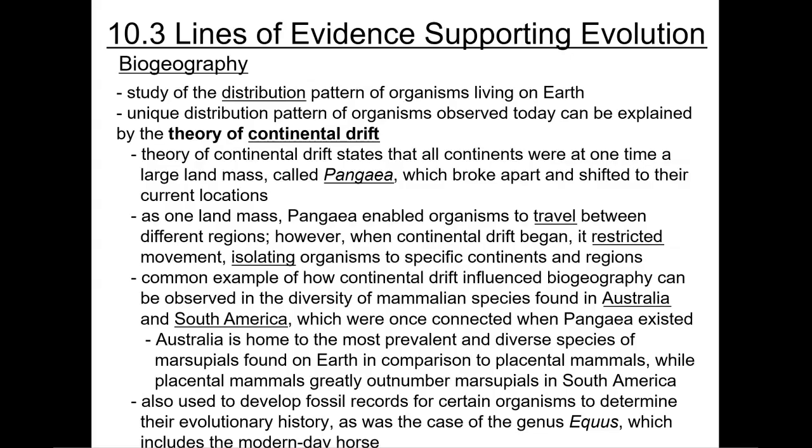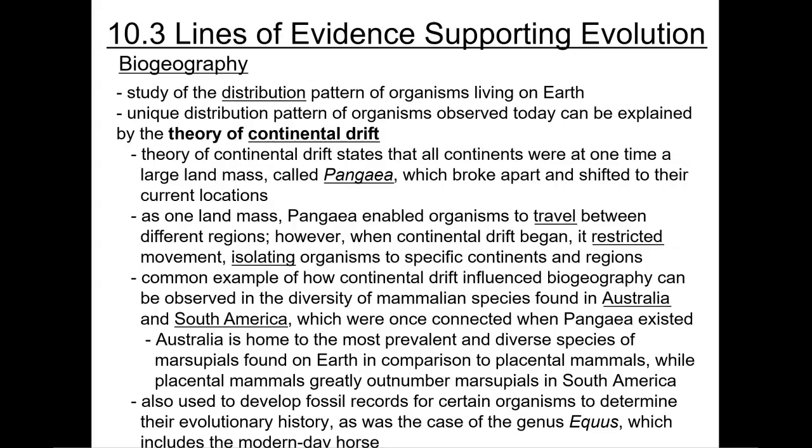Biogeography is going to be the study of the distribution pattern of organisms that are living on Earth. We have a unique distribution pattern of organisms that we observe today, and we can explain this by the theory of continental drift. The theory of continental drift states that all continents were at one time a large landmass called Pangaea, which broke apart and shifted to their current locations.